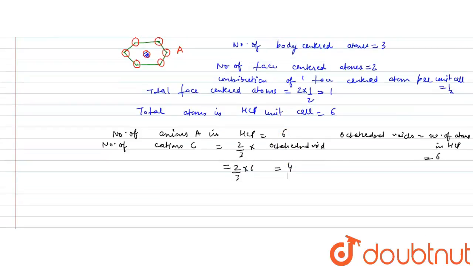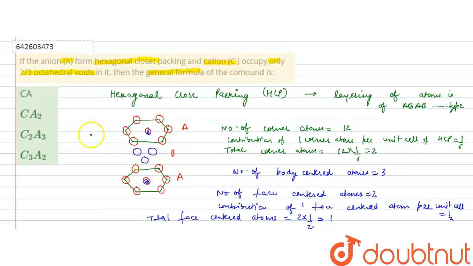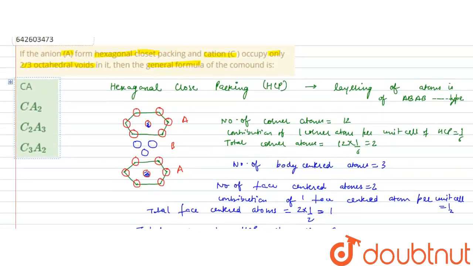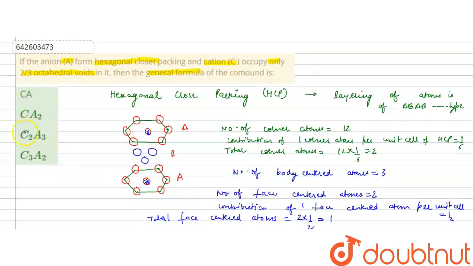Now we have the total number of anions in HCP and the number of cations which occupy the octahedral void. So the ratio A is to C is 6 is to 4. If we simplify this ratio, it will become 3 is to 2. It means A3C2 is the formula of the compound. So we will check in the options which option is correct. We have A2C3, and A3C2, that would be the third option, C2A3. This is the same thing. So the formula of the compound is C2A3.